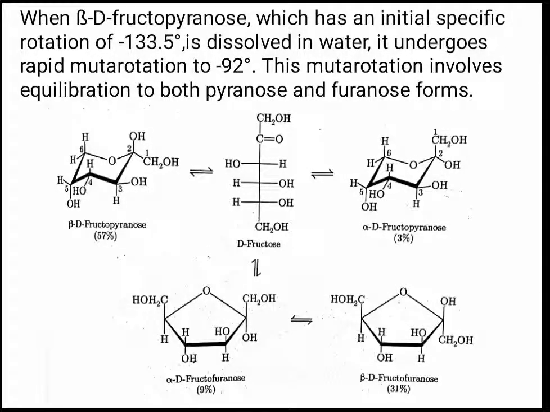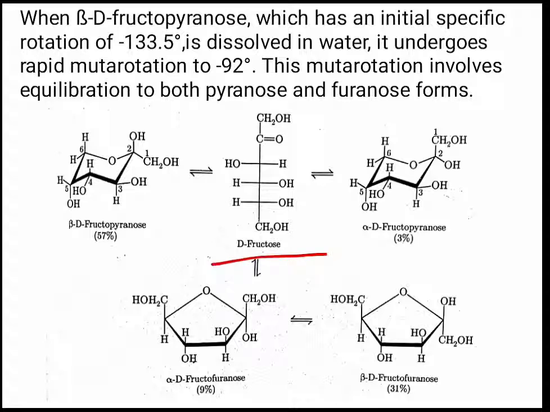When beta D fructopyranose, which has an initial specific rotation of minus 133.5 degrees, is dissolved in water, it undergoes rapid mutarotation to minus 92 degrees. Okay, so you are taking this beta D fructopyranose and then mutarotation is happening and the optical rotation is decreasing. This mutarotation involves equilibration to both pyranose and furanose forms.